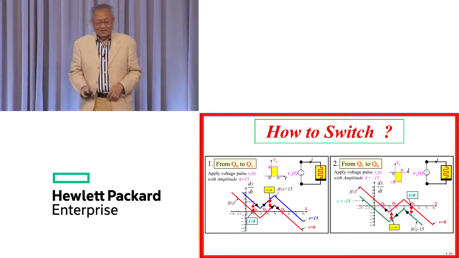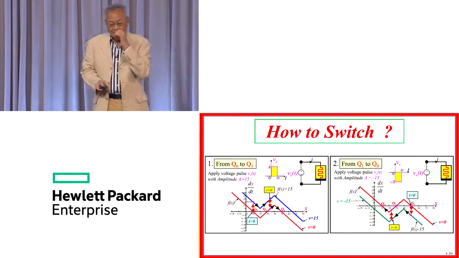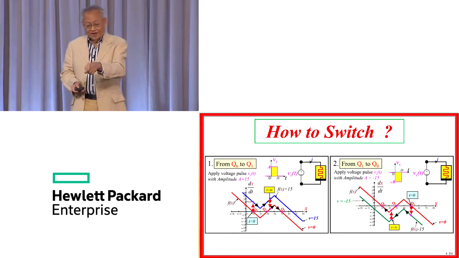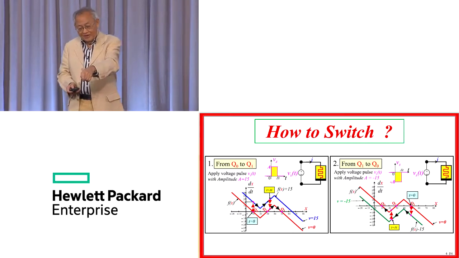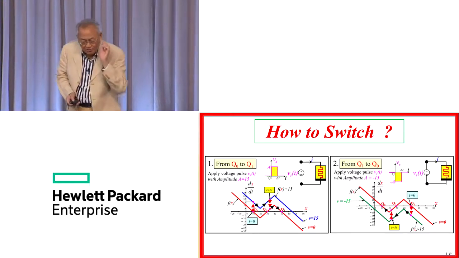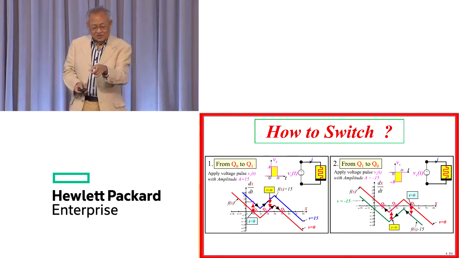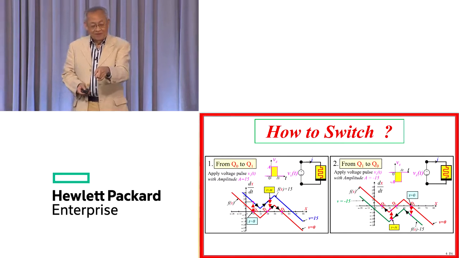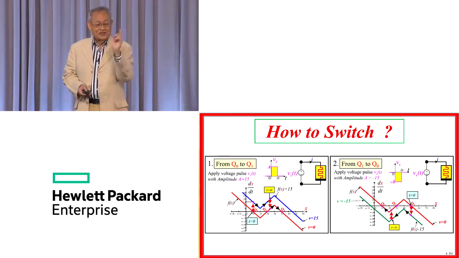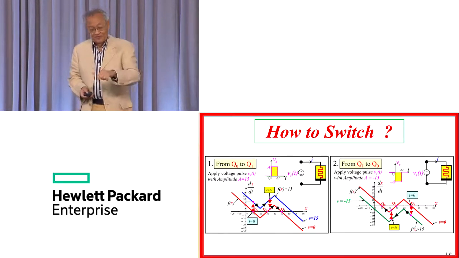Okay. Now let's look at the left-hand side. Let's say you are operating on the red curve at the left intersection point that I call Q. I have poor eyesight. It's Q0, I believe. So you're there, and that's your binary zero state. Now you want to switch to 1. How do you do it?